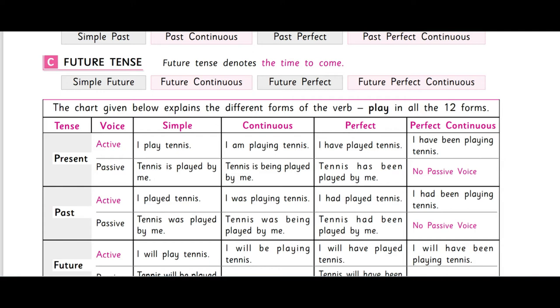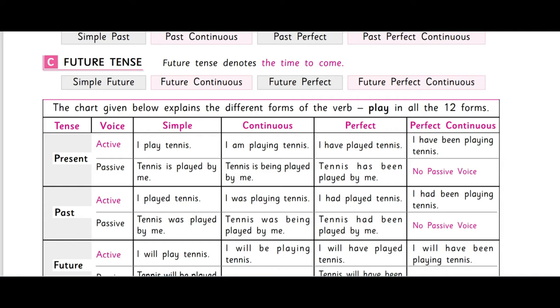Okay, next we go to the continuous tense. I am playing tennis. How can I convert it into passive voice? Object plus am, is, are plus being plus V3, the third form of the verb, plus subject. That is the way we get passive voice. So, tennis is being played by me.